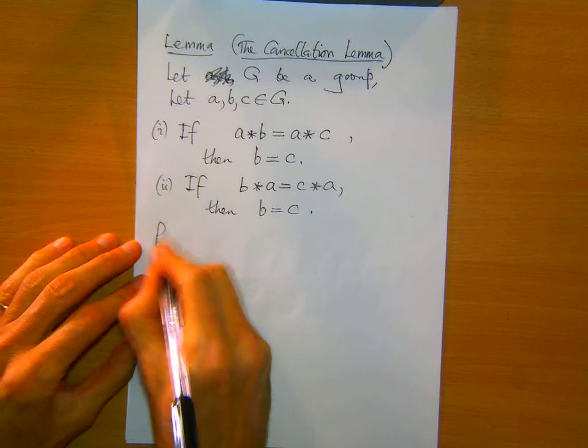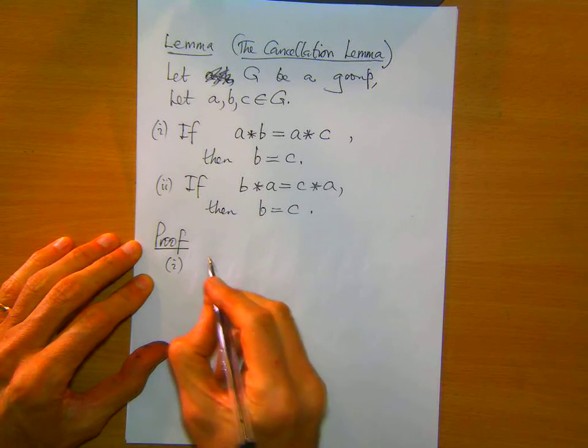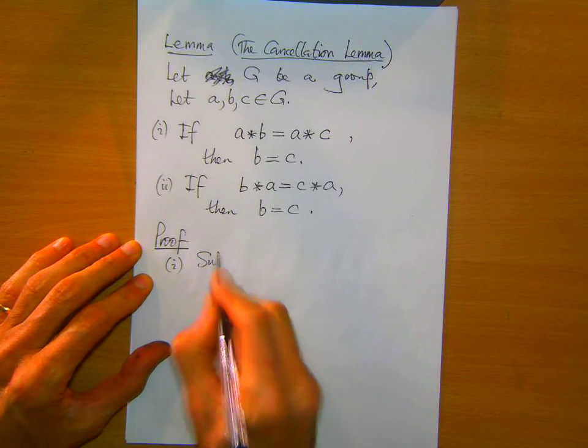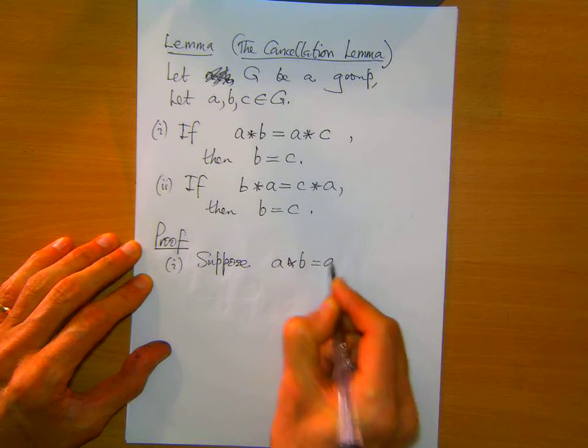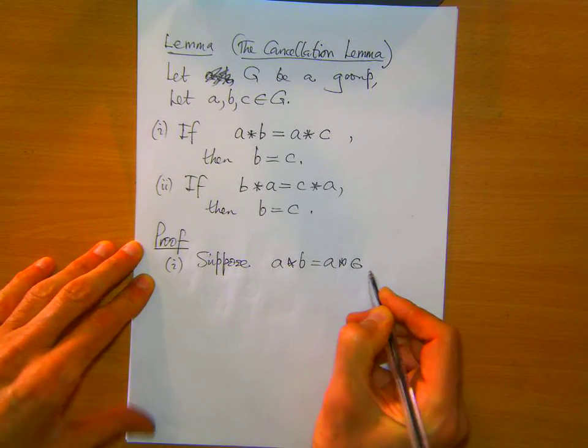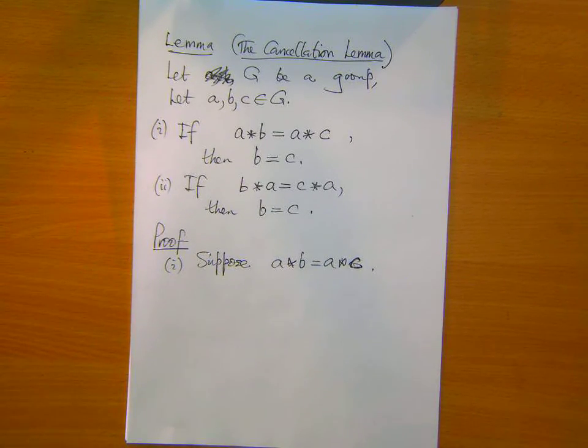So let's just do one of these, and the other one will be similar. We're going to suppose that A star B equals A star C. And we're just going to use group axioms and what we've proved already about groups to deduce that B equals C. So we want to get rid of the A.